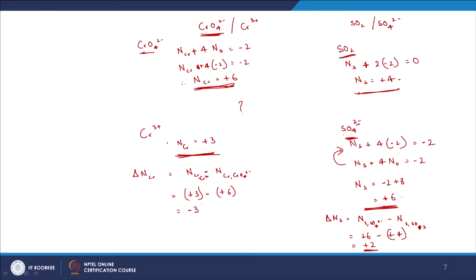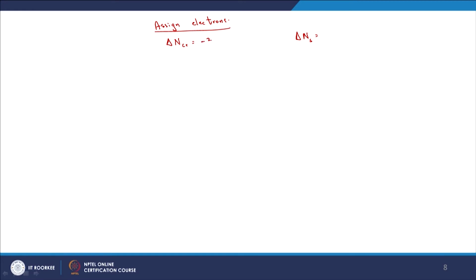So the next step is going to be how to assign the electrons. In that context we calculated the change in oxidation states for chromium and the change in oxidation states for sulfur, and we looked at -3 here, and here it was +2. So -3 and +2 here.